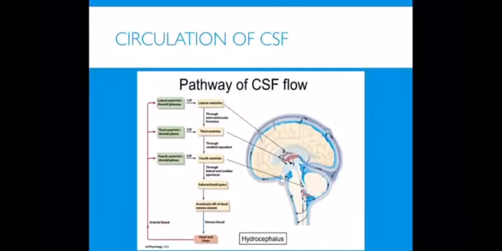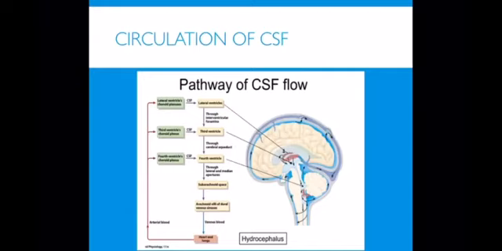Hello everyone, my name is Mai, and I'm going to talk about the CSF circulation. The cerebrospinal fluid is produced by vascular bulges called choroid plexuses. The choroid plexuses are located in the lateral ventricles and in the roof of the third and fourth ventricles.